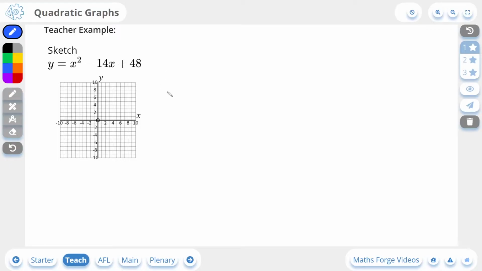So let's take a look at our first example. Here we're being asked to sketch the following quadratic equation, y is equal to x squared minus 14x plus 48.